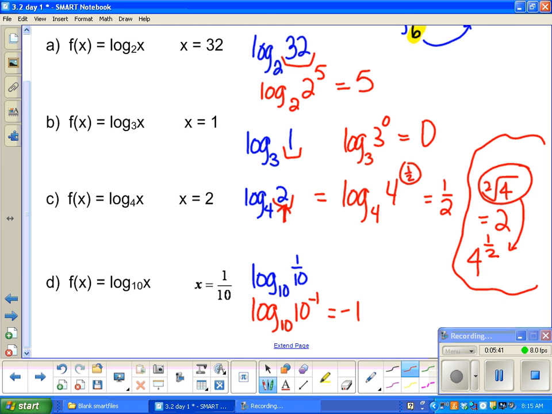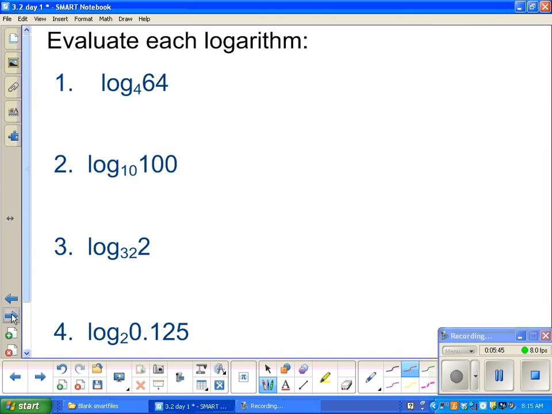They get more complicated as we go along. Let's look at a few more. Log base 4 of 64. Again, let's match the base.